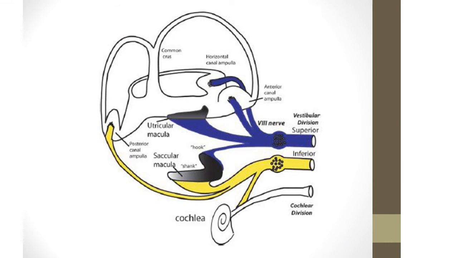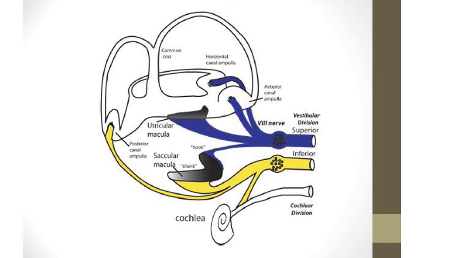But why people want to do the CVEMP and the OVEMP is because it adds to the comprehensive testing of the vestibular system. The VHIT test was good for us because we got all six semicircular canals, three on each side. But what about the rest of the vestibular system?